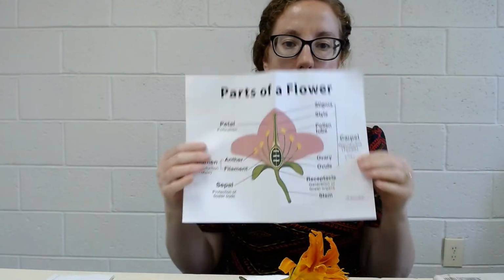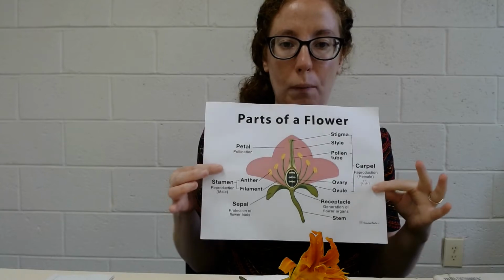So what you're also going to need from your kit is your handout. This is going to help us identify all the parts of a flower, okay?